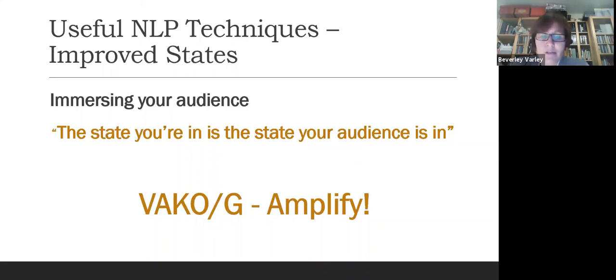A is for auditory, as in sound. K is for kinesthetic, which is about doing and feeling. O is for olfactory, which is nasal, smelling. And G is for gustatory, taste, gustation, eating.